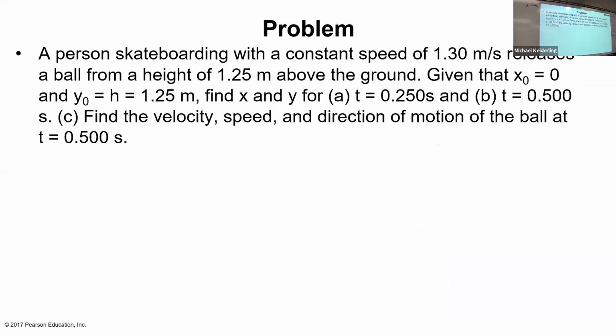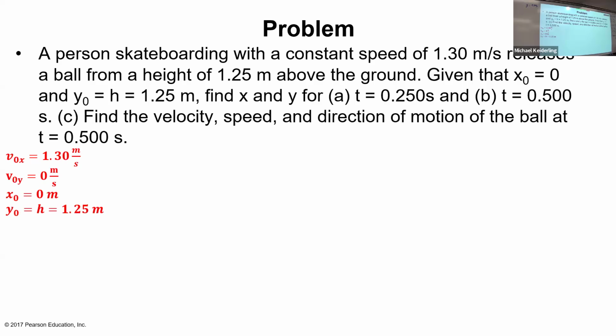So let's go over what we know. Person is skateboarding with a constant speed of 1.3 meters per second, and they release a ball from a height of 1.25 meters above the ground. We know that x naught is 0, y naught is 1.25 meters. We also know that v naught x is 1.3 meters per second. Sorry, I misread my own writing. V naught y is 0 meters per second because it's being released horizontally. It's just being dropped as you travel along horizontally.